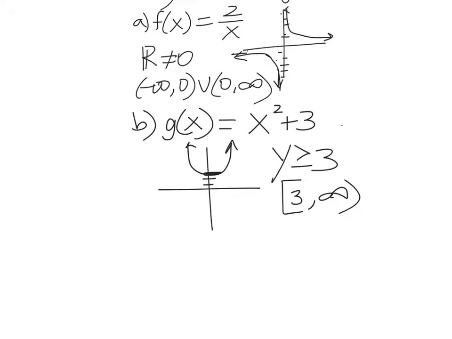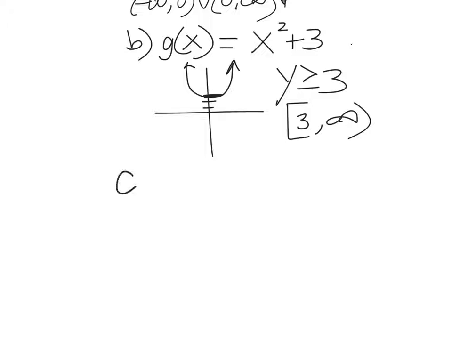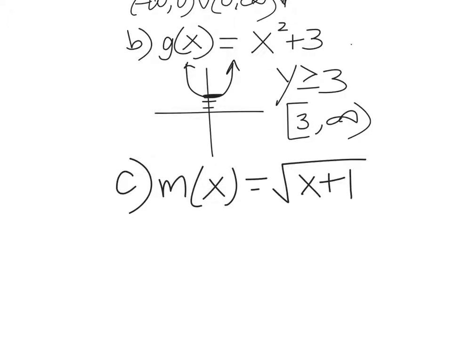All right, let's do one more. You try this one on your own. Let's do m of x is equal to the square root of x plus 1. You can either graph that, or you can just look at it and go, okay, what's going to come out of this function? What type of numbers are coming out of there?